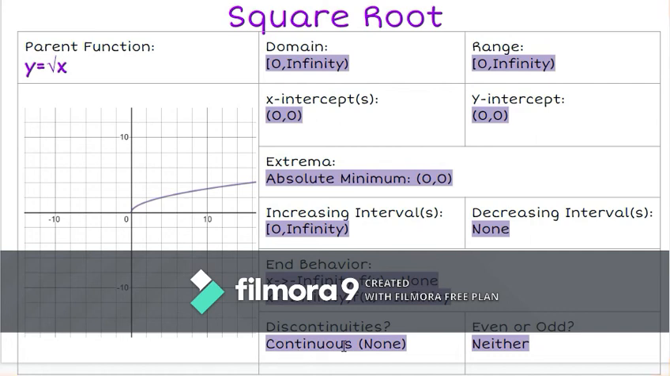is continuous. And then if we were to plug into the equation and see if it was even or odd, we would find that it is neither. It is actually neither. And yeah, that's about it.